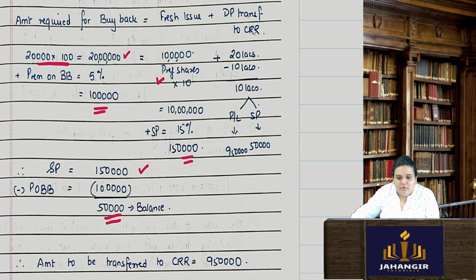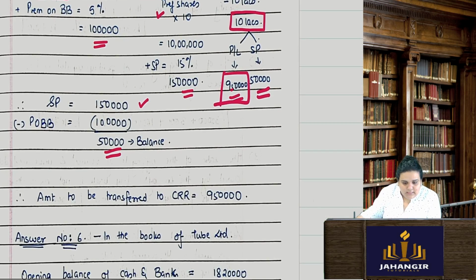So now DP transferred to CRR at nominal value, I'll compare. Nominal value is 20 lakhs minus nominal value of fresh issue, 10 lakhs. So now this 10 lakhs, I need more from the DP. So I have securities premium 50,000. So from the P&L account I will use 9,50,000. So my DP transferred to CRR will be 9,50,000.